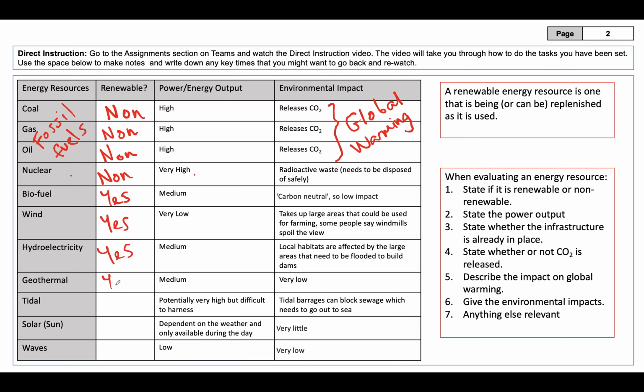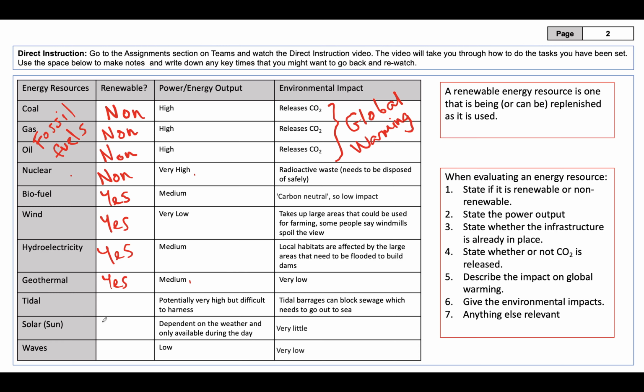Geothermal is also renewable. That uses the heat from deep down in the Earth's crust closer to the mantle to boil water, turn it into steam to drive turbines. So it's only really useful where you've got lots of geothermal activity. So places like Iceland and Greenland are good. Places like the UK, not so good. So medium energy output but very low environmental impact, so it's quite a good one.